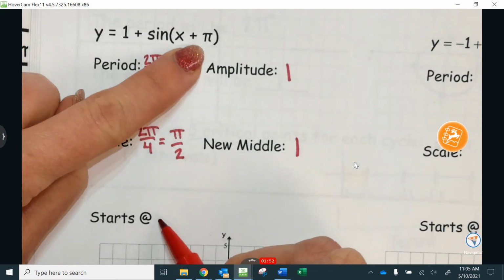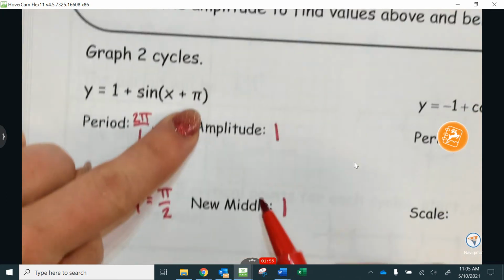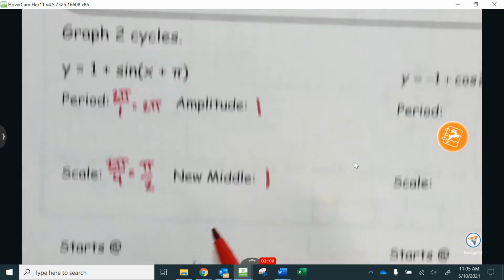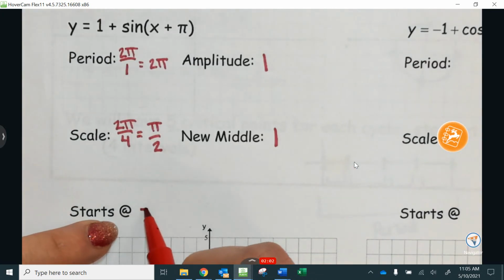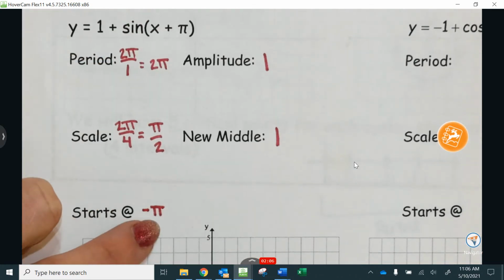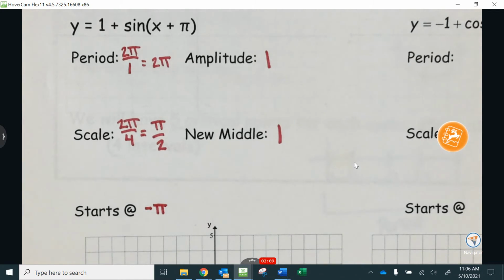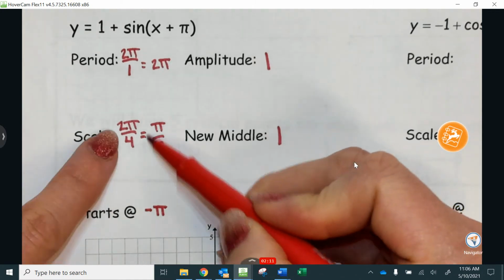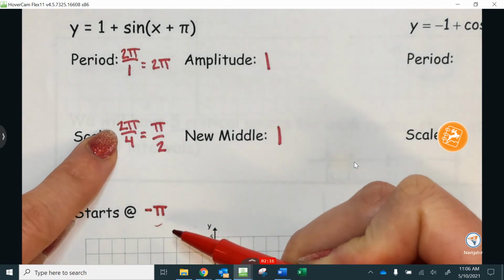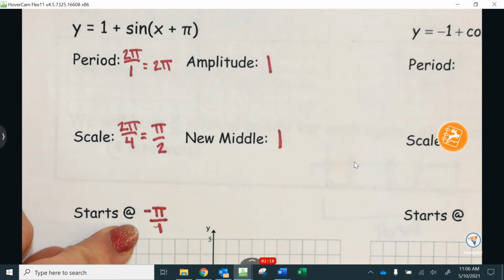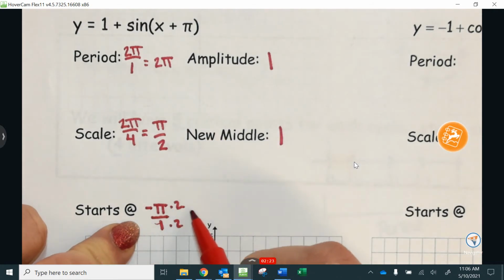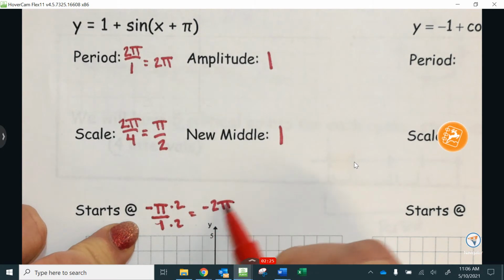So now the start is here. So remember up here, if it's adding, you move to the left. So we are going to start at negative pi, because it's plus, so I change the sign. Now, what makes life easier is you need to put this one and this one in the same denominator. Okay? So this one is like over 1. So in order to make the same, I'm going to multiply by 2 to get negative 2 pi over 2.